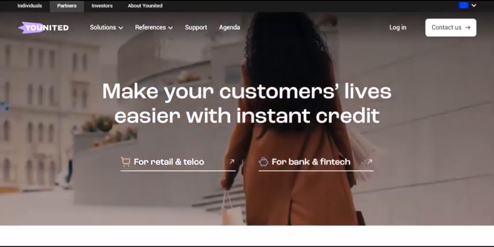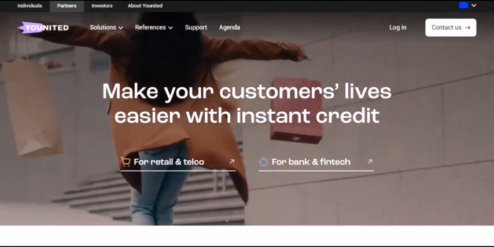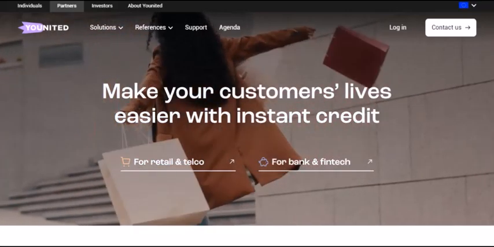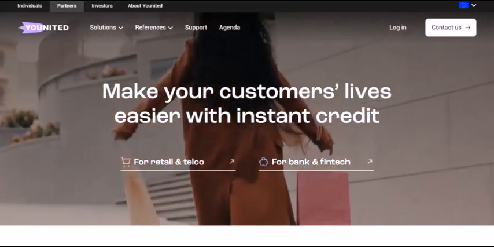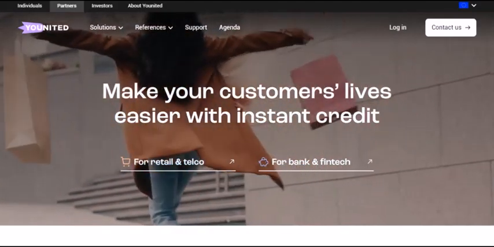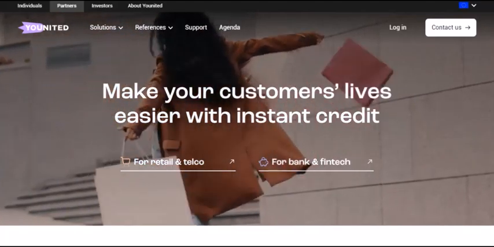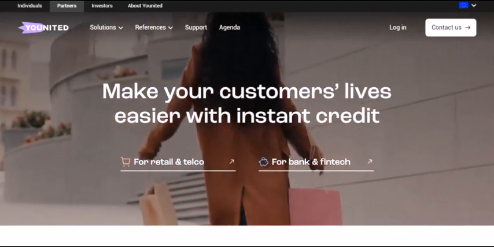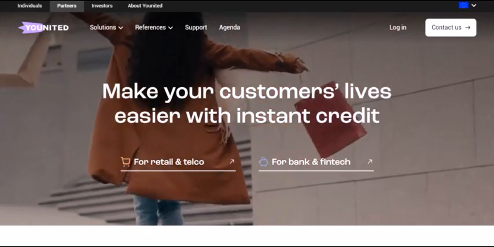Start by visiting the official Younited Credit website or using their mobile app. Registration is straightforward and requires basic personal information, including your full name, address, date of birth, and contact details. Next, provide accurate financial information. This includes monthly income, existing debts, and employment details. Accuracy in this step is crucial as it determines both eligibility and the interest rate offered.